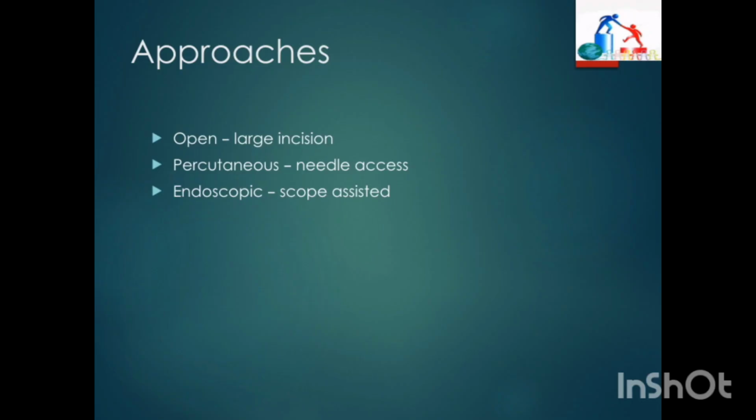Then we have the endoscopic approach, which is scope-assisted. This method uses a flexible or rigid scope to visualize and operate within the body through small incisions or natural openings. It offers excellent visualization and minimizes tissue trauma. Understanding these different approaches helps us tailor the procedure to each patient's specific needs, balancing invasiveness, safety, and effectiveness, key themes that run throughout this presentation.